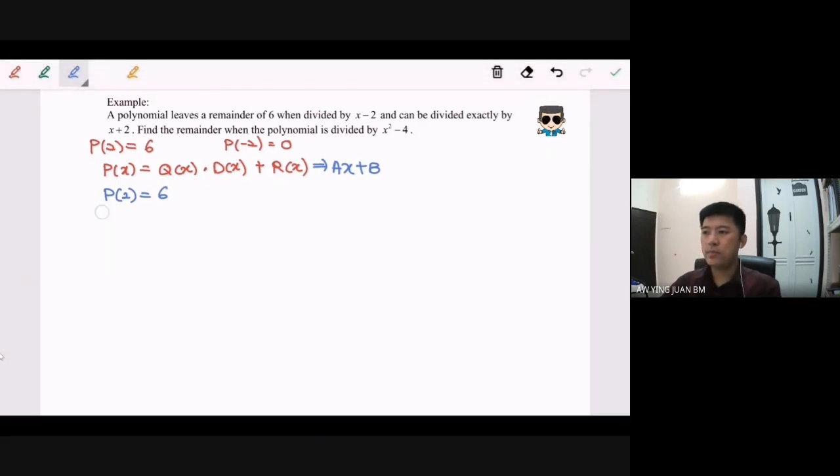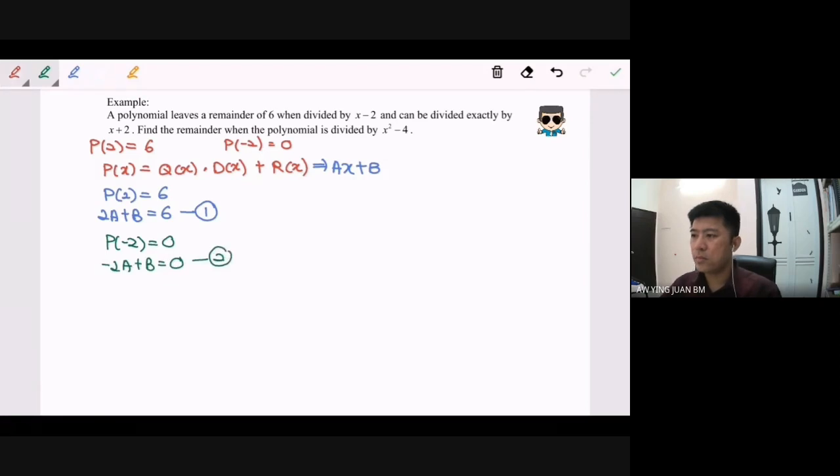So 2a plus b equals 6. That will be my first equation. My second equation will be P(negative 2) equals 0, so my equation will be negative 2a plus b equals 0. That will be my second equation. For the simultaneous equations, I'm going to add equation 1 and equation 2. So we will have 2b equals 6 and b will be equal to 3. By substituting b equals 3 into the second equation, we will have negative 2a plus 3 equals 0, and a will be equal to 3 over 2.